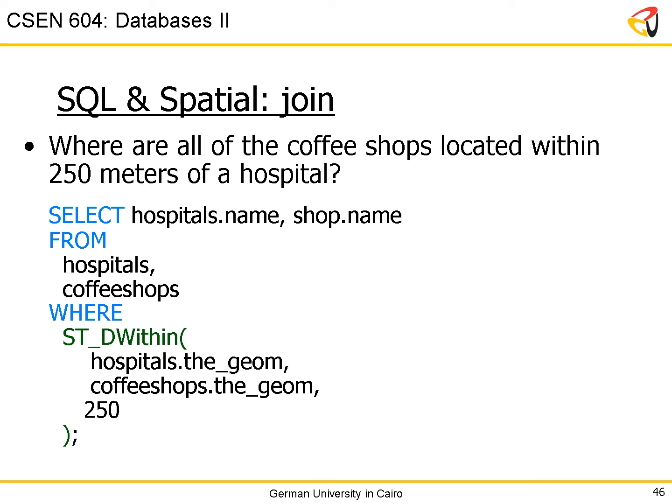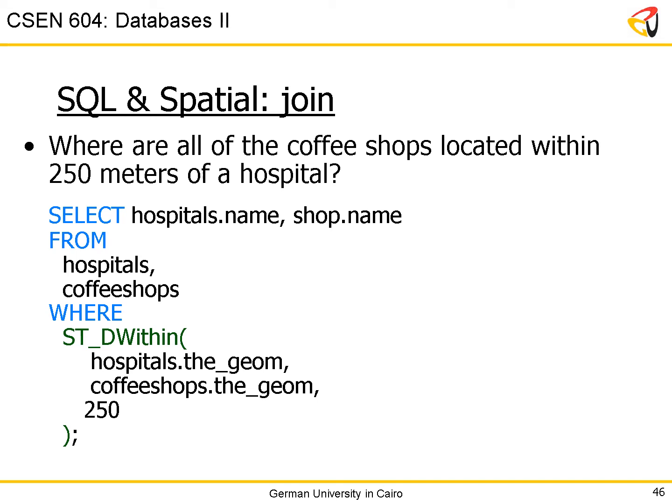So here is an example of this. If I try to find all the coffee shops located within 250 meters of a hospital, I select from the hospital's table and the coffee shop's table, and my condition is like this. I use the within function that we have seen before, and I pass it the hospital's geometry and the coffee shop geometry, and I say within 250 meters.